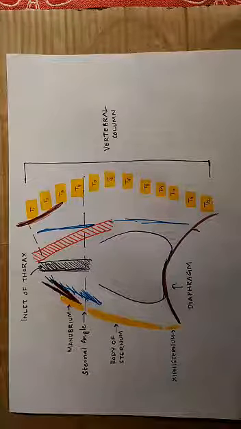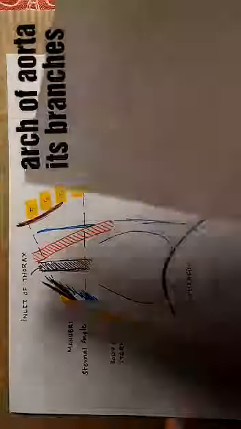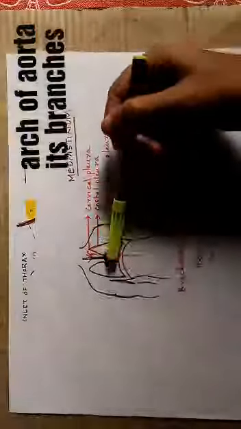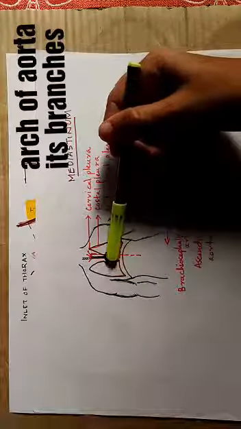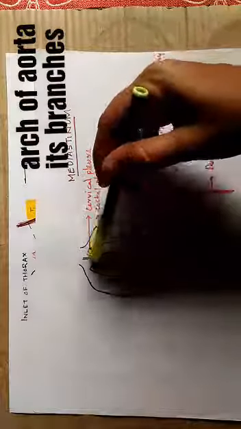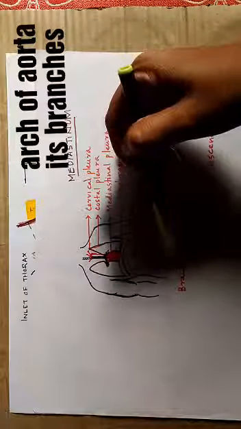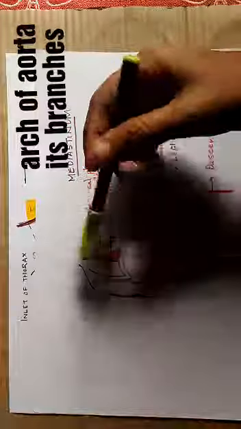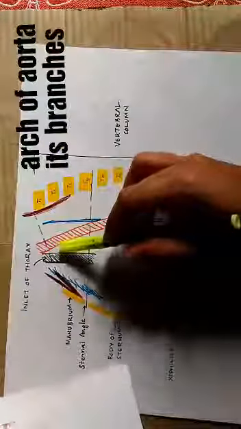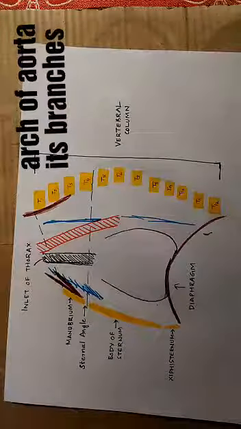And next comes the arteries. I have already said that from the heart, the aorta arises, the ascending aorta, then it arches to form the arch of aorta and then descends to the abdomen. And this arch of aorta is seen in the superior mediastinum.